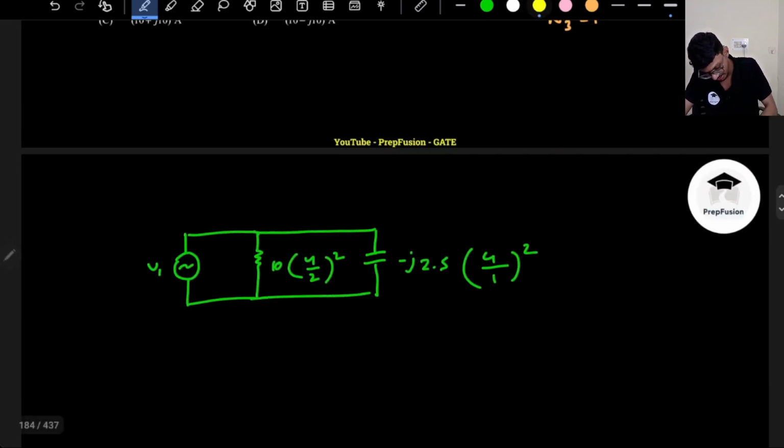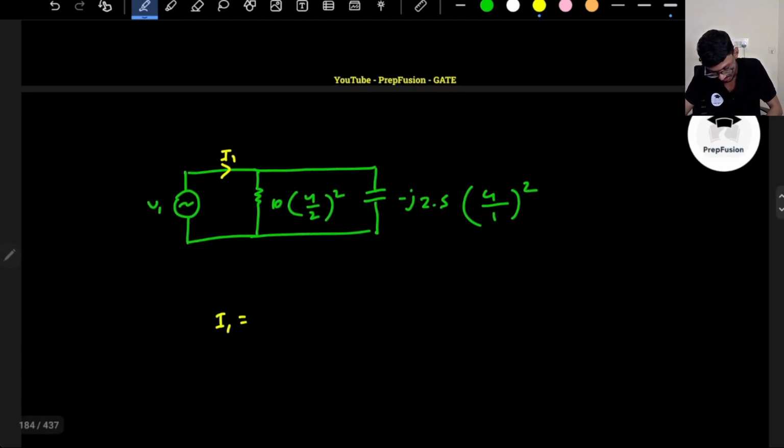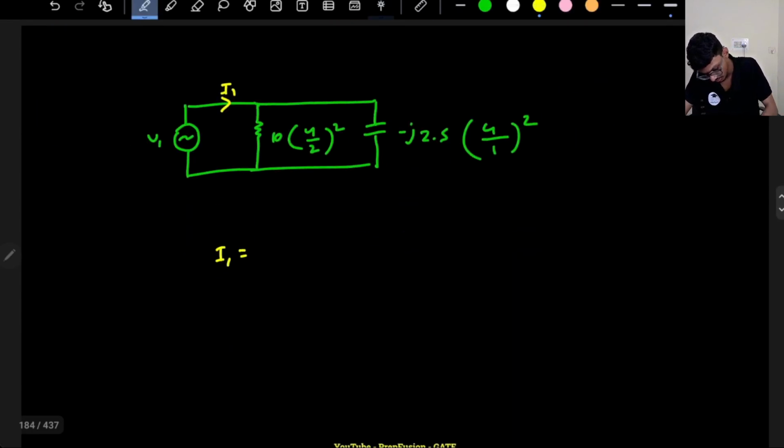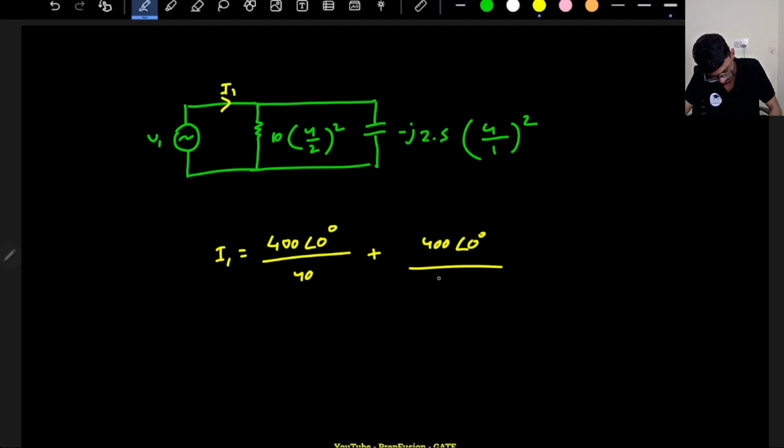They are just asking me for the primary current I1. Very easy to calculate. Current I1 will be equal to V1, which is already given to me: the supply is 400 angle 0. So it will be 400 angle 0 divided by the resistance, which is 40, plus 400 angle 0 divided by minus j, this will be 16 into 2.5. 16 into 2.5 is also 40.